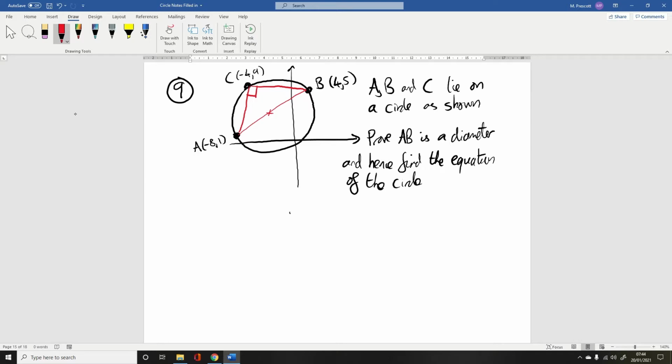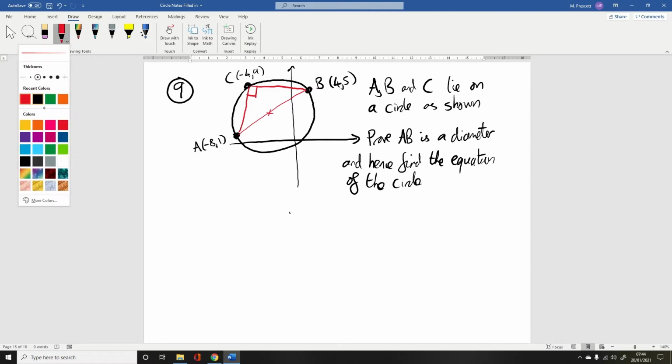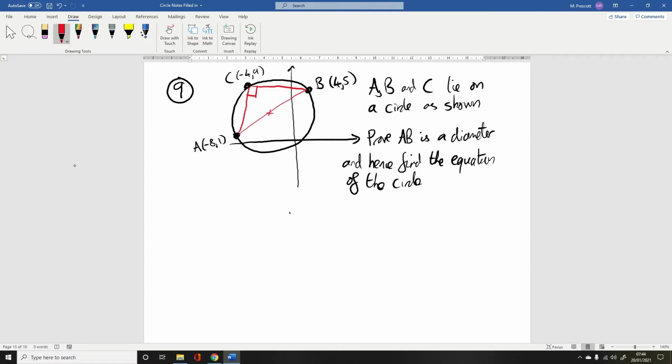So what we're going to have to do is look at the gradients of the lines AC and BC, and that will be enough. If we can show that they are negative reciprocals of each other, if we can show that they're at right angles, then we can show that that's a diameter. Those are the two equivalent statements. So we're going to find the gradient of AC, and we're going to find the gradient of CB as well.